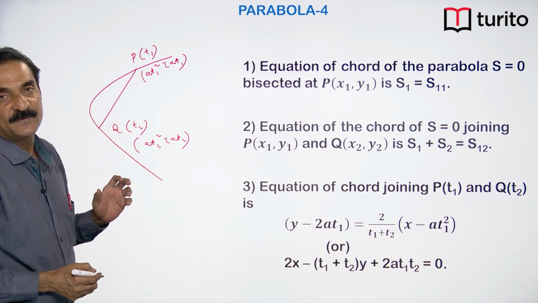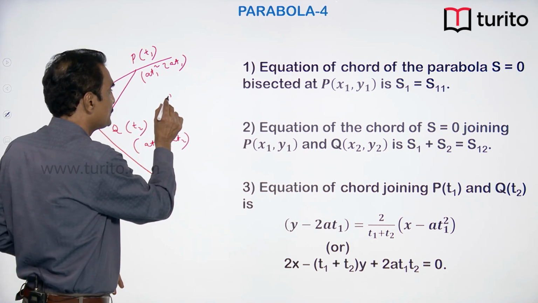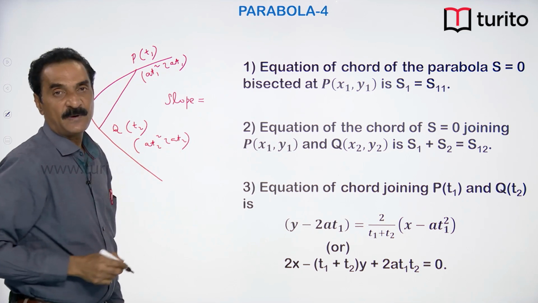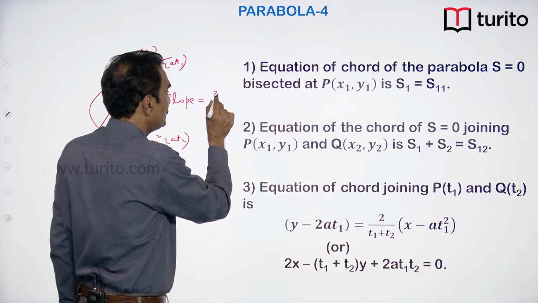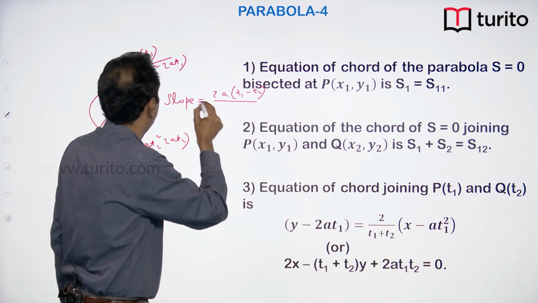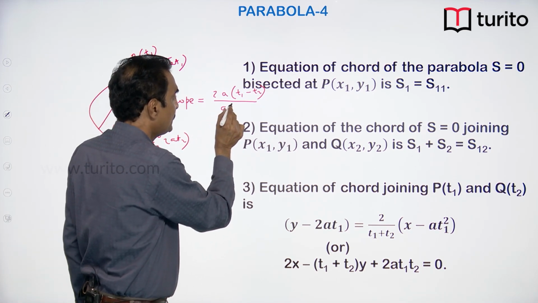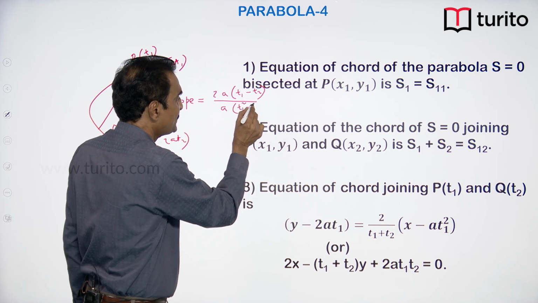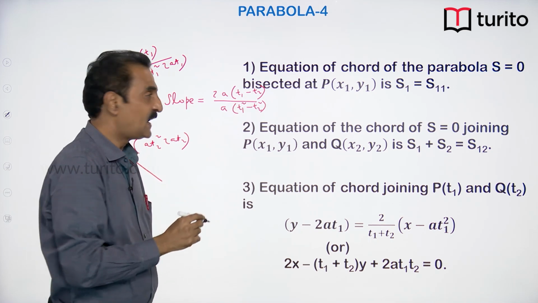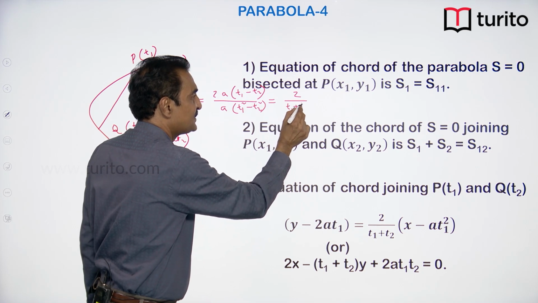We can find the slope of this line by y2 minus y1 by x2 minus x1 formula. So, slope is equal to 2a t1 minus 2a t2, that is 2a into t1 minus t2, by at1 square minus at2 square, that is a into t1 square minus t2 square. T1 minus t2 cancels, a cancels, we get this slope as 2 by t1 plus t2.